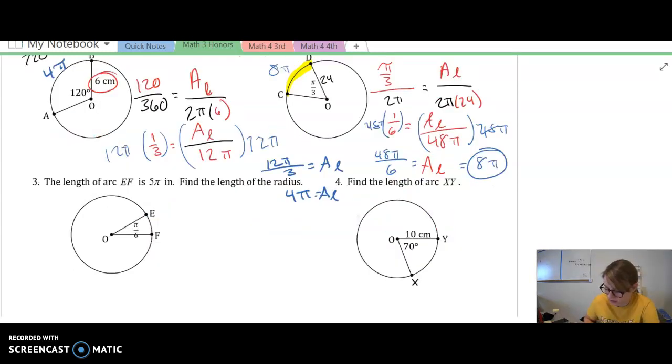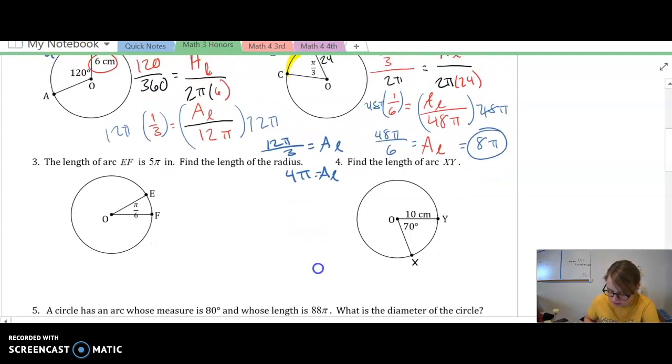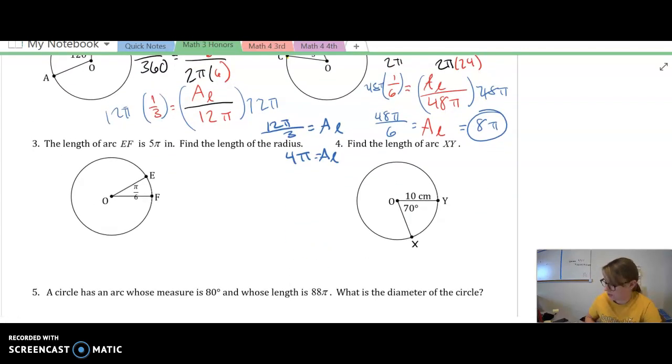Okay, so now we're on number 3, and I want you guys to set this one up on your own first. So pause the video here and set up the fraction.